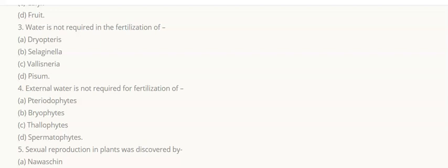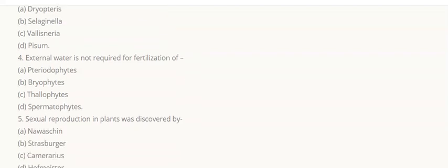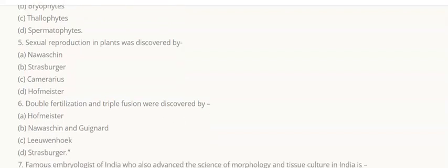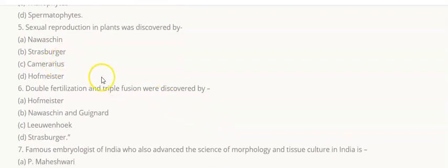We move to question 5. Sexual reproduction in plants was discovered by Nowotny, Strasburger, Camerarius and Hofmeister. So here the correct option is, because you have to know it by name only, I will not explain it further. The correct option is C, that is Camerarius. So he was the one who came out with this description here.